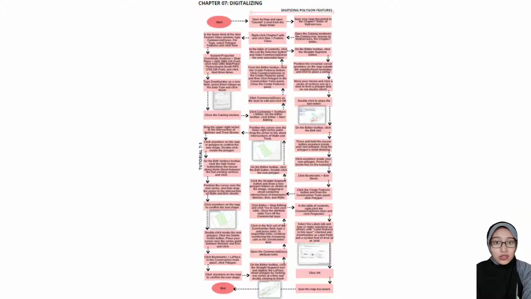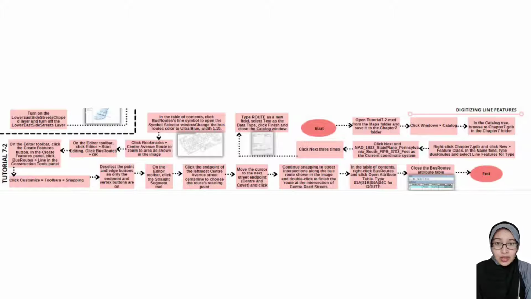Chapter 7 is all about digitizing. As stated in tutorial 7.1, we will learn how to digitize polygon features by being introduced to the Editor toolbar, practicing digitizing a polygon, how to move and delete it, working with vertex points, and how to digitize commercial zones. But tutorial 7.2 is all about digitizing line features.